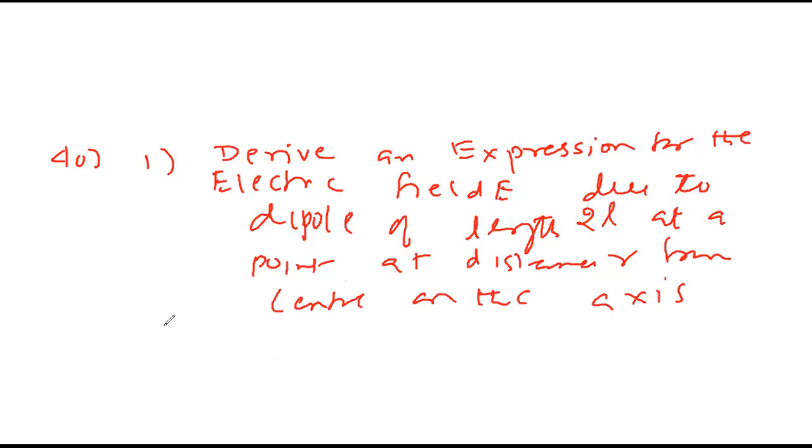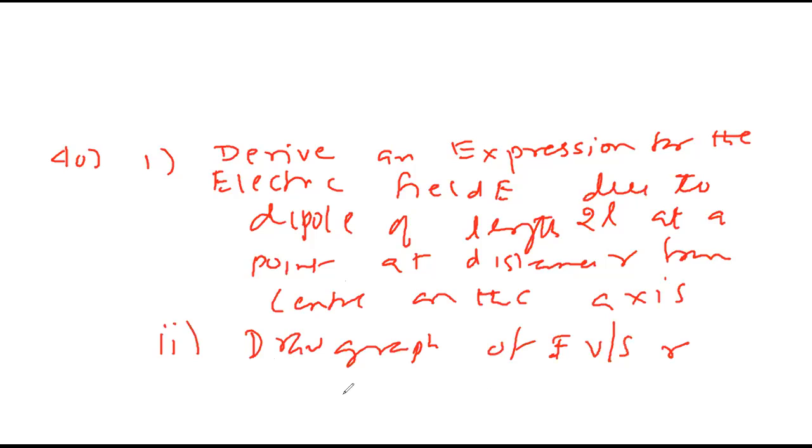Second part is draw the graph of E versus r if r is very large compared to l. So what we got for E here is K into 2p upon r cube. So they're asking what will be the graph of E versus r. Definitely it will be a curve. So the graph will be E against r, a curve like this.